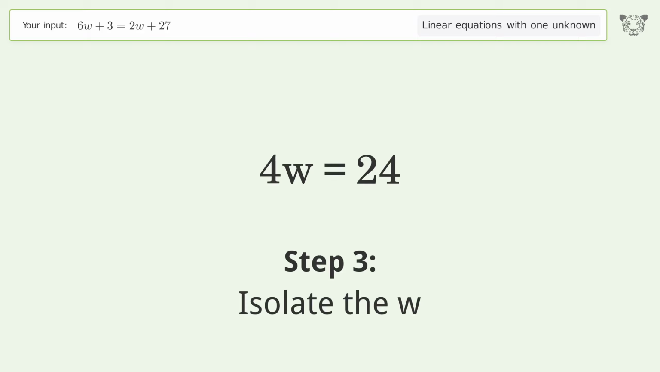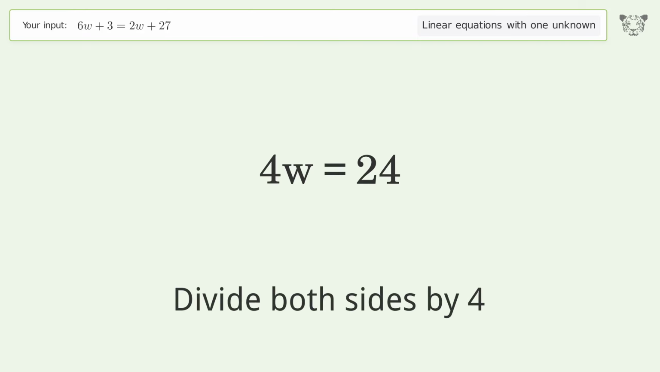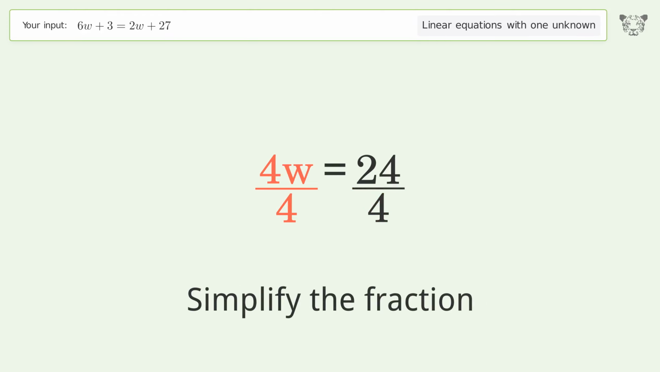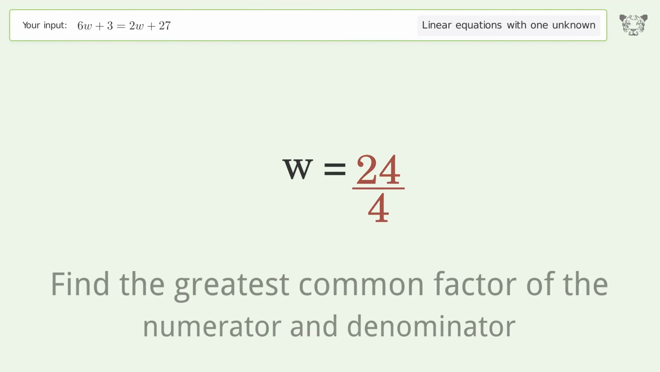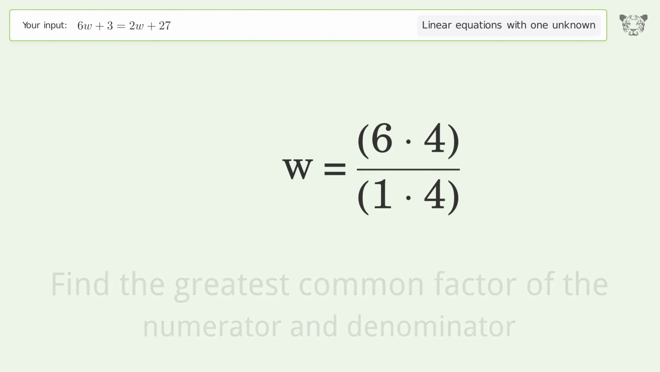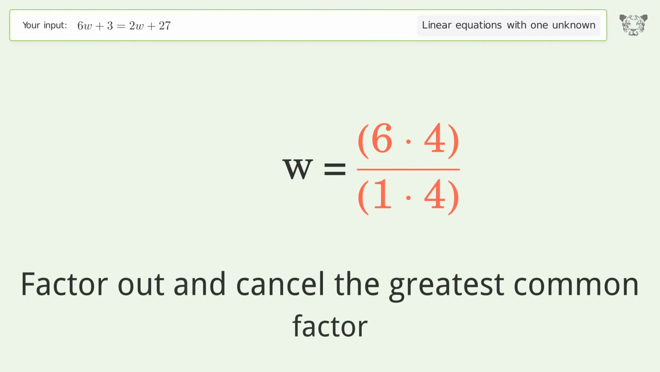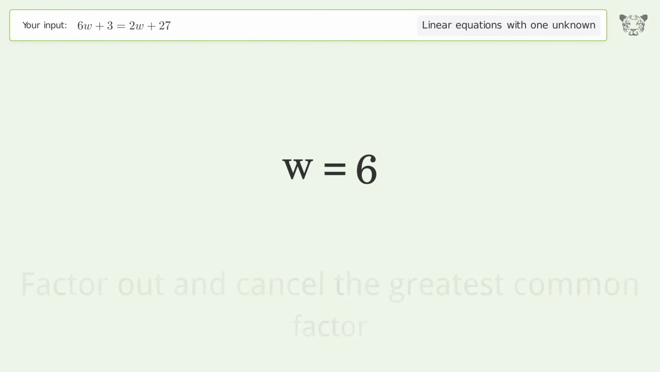Isolate the w. Divide both sides by 4. Simplify the fraction. Find the greatest common factor of the numerator and denominator. Factor out and cancel the greatest common factor. And so the final result is w equals 6.